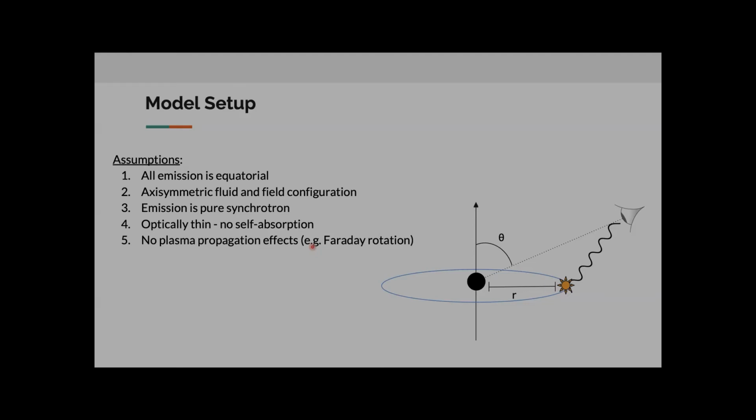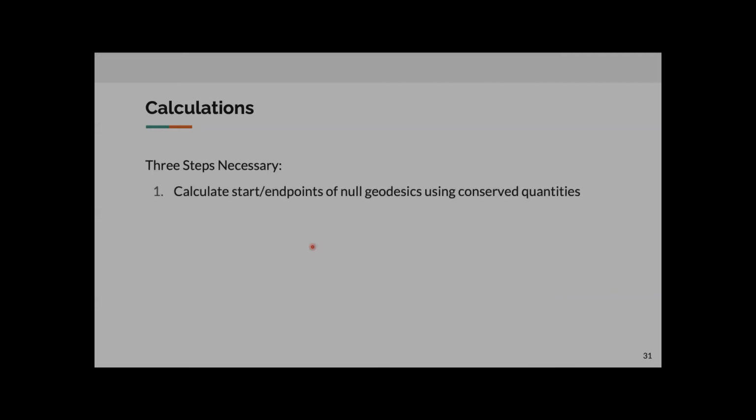So once we have these assumptions, we then go through the calculations to compute the polarized image of a black hole. And in doing so, there are 3 steps that are necessary. So first, we calculate the starting and end points of null geodesics that connect the observer to the emitter. And we do this using conserved quantities, since as is generally the case in physics, the presence of conserved quantities makes computations much easier. So the Kerr metric has 4 conserved quantities.